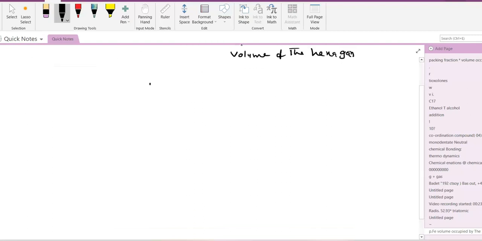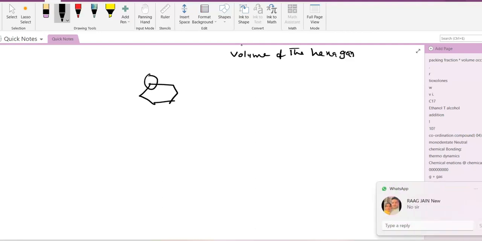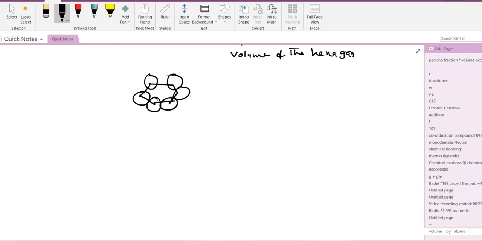Very simple. The hexagon arrangement will be like this. Here one atom will be there, here one atom, here one atom, here one atom, here one atom will be there. So these all atoms are close. Here we maintain distance, but these two atoms will touch each other.